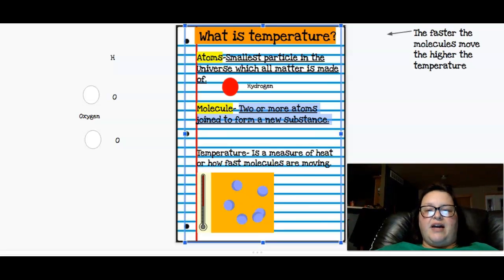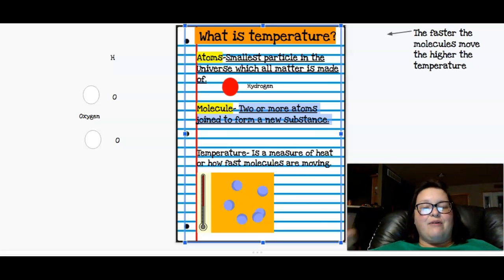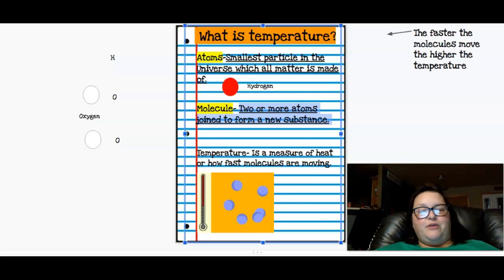So at this point, guys, why don't you go ahead and stop, take a break, pause, make sure you have everything written down, because the next thing I want to give you is an example of a molecule. So go ahead and hit pause and come back to me.